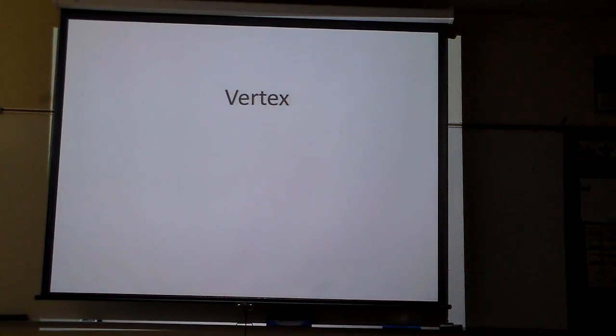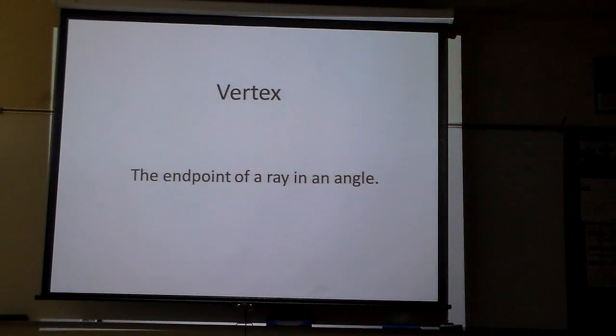Okay, so vertex, what is the vertex? Well, it's the end point of the ray in an angle. It's kind of like the corners of squares, those kinds of things. That's what a vertex is. We think of it as a point, and hence the definition, the end point of a ray in an angle.